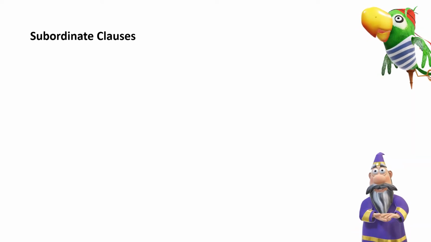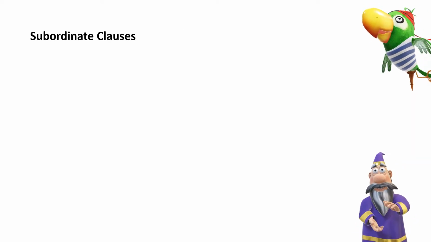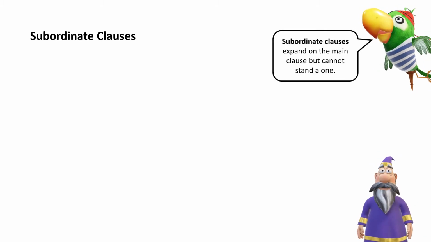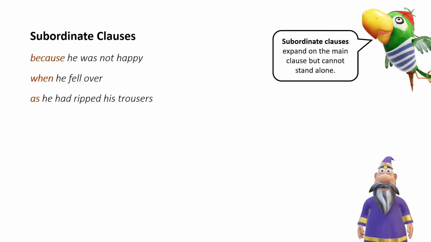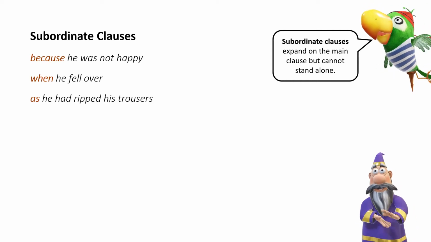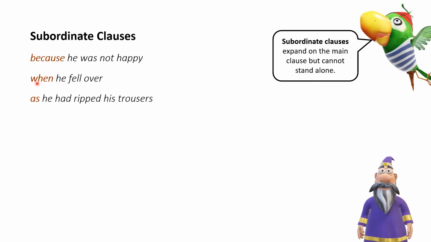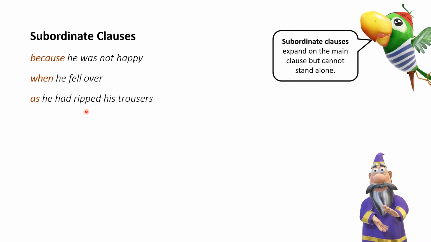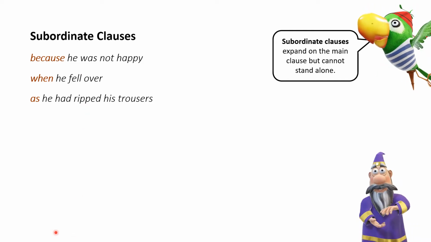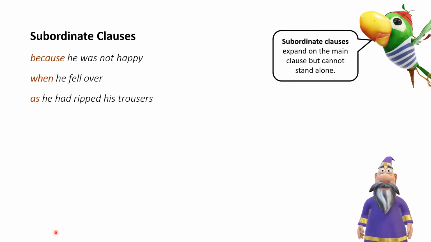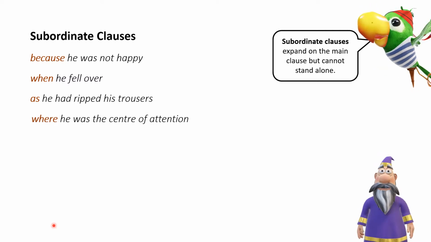A subordinate clause still must contain a verb, however, it won't make sense by itself. It needs the main clause in order for the meaning to be clear. So if we look at these examples here, we can see each of them starts with a subordinating conjunction: because, when, as. They all have their own verbs: was, fell, ripped. However, the meaning is not clear. They don't make sense by themselves, therefore they are a subordinate clause. So a subordinate clause will start with a subordinating conjunction and will not make sense by itself.